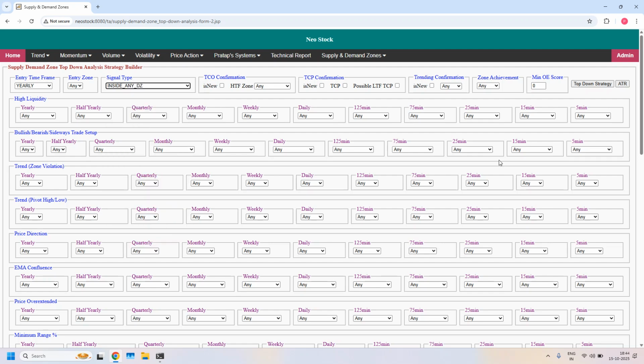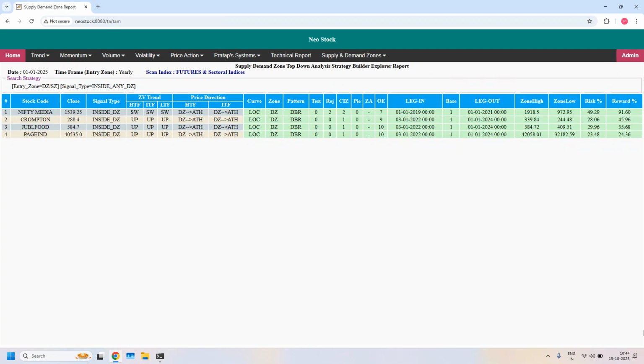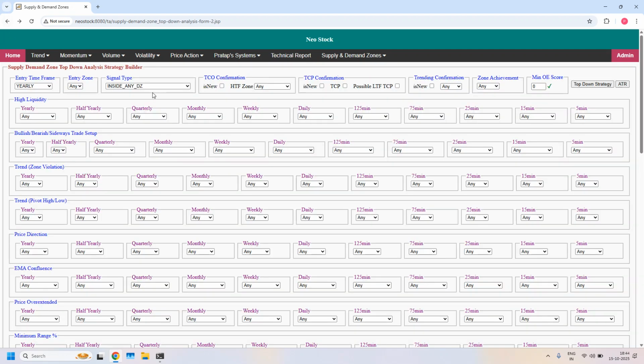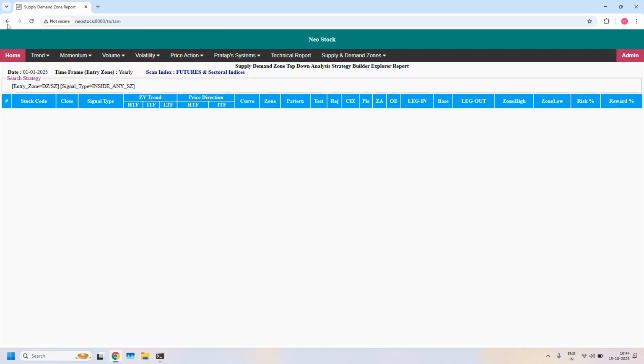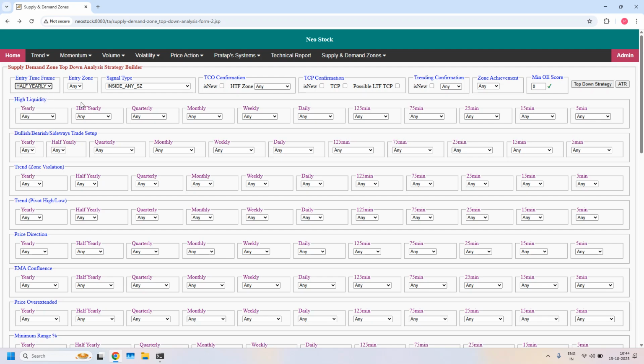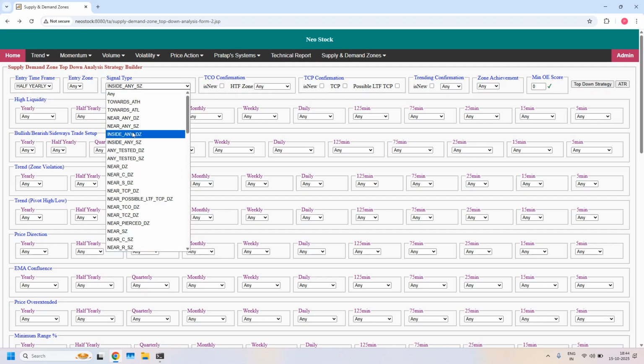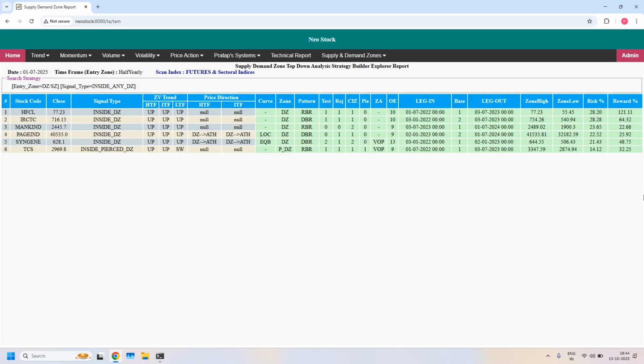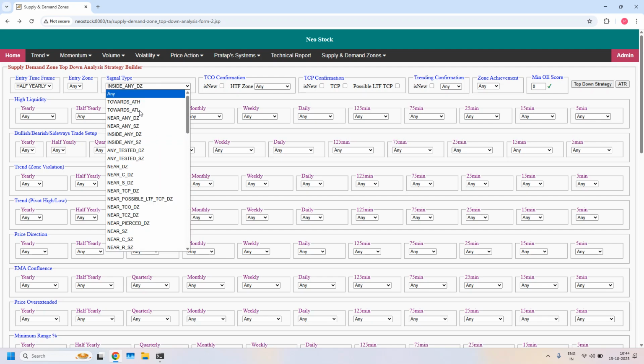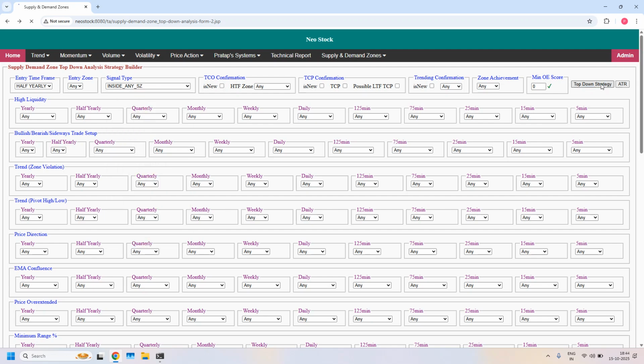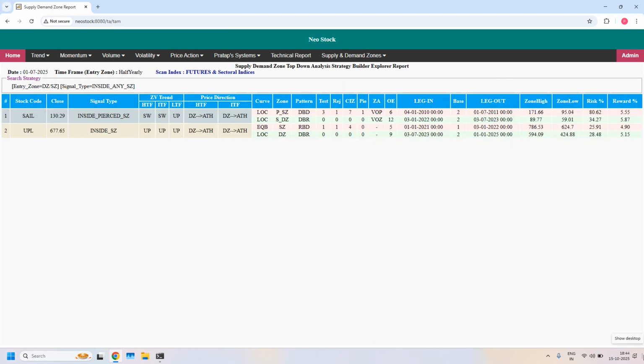Price closed inside yearly demand zone. We got 4 stocks. Next, price closed inside the yearly supply zone, no stocks. Next time frame is half yearly, and price closed inside half yearly demand zone, we got 6 stocks. Next, price closed inside the half yearly supply zone, we got 2 stocks.